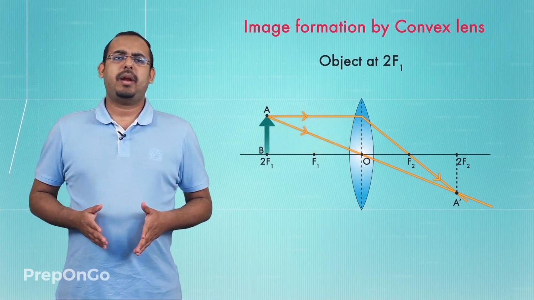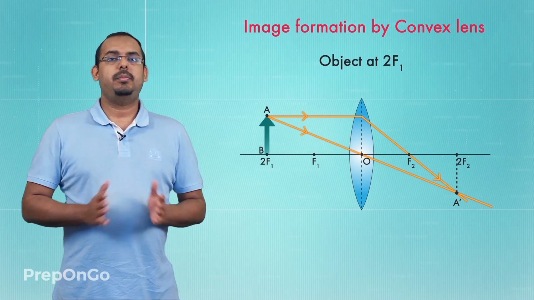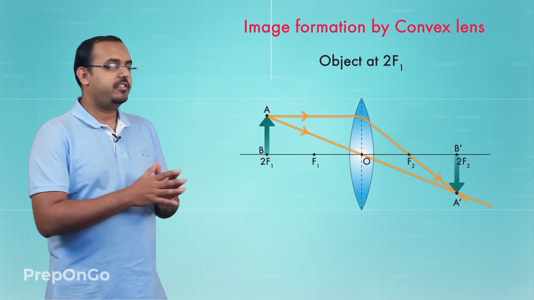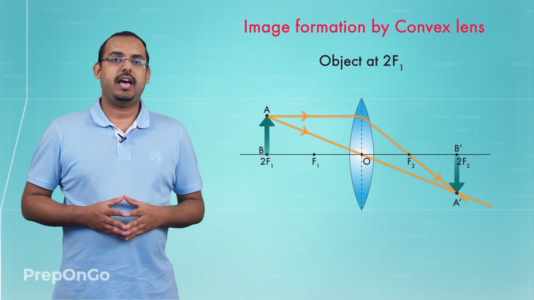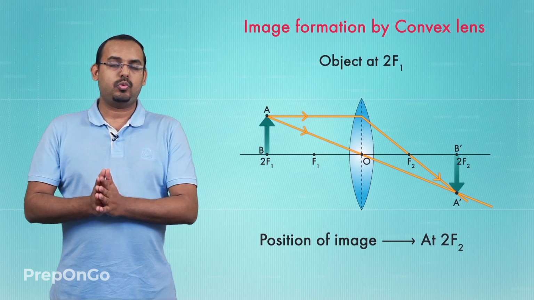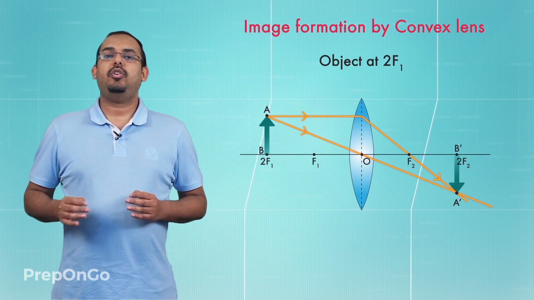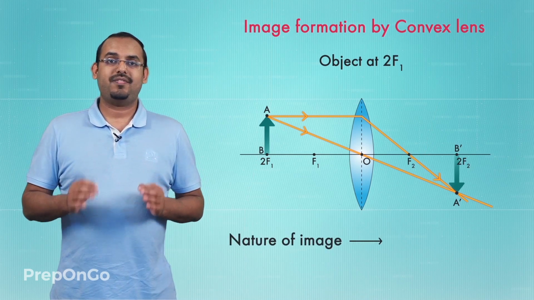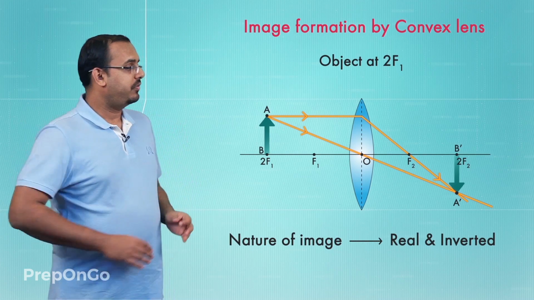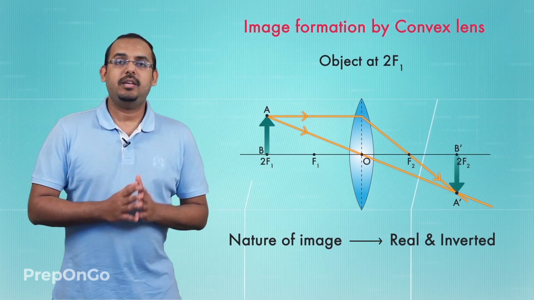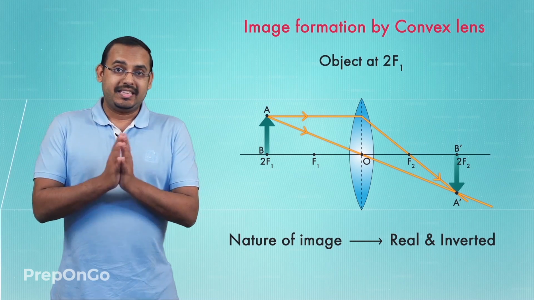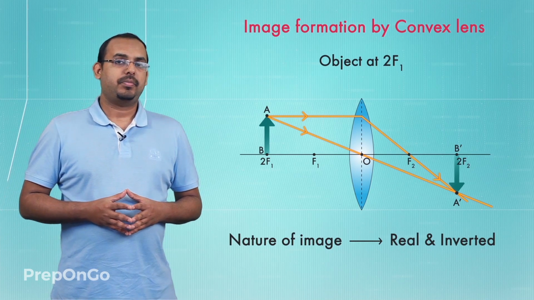Now if we repeat this same practice for all the points on the object, we'll be able to draw the image of the object, right? Doing that, we can see that the image of the object AB is obtained as A dash B dash, and this image is positioned at the point 2F2 of the convex lens. So in this particular case, where we place the object at the point 2F1 with respect to the convex lens, a real and inverted image of that object is formed at the point 2F2, or at an equal distance from the convex lens.